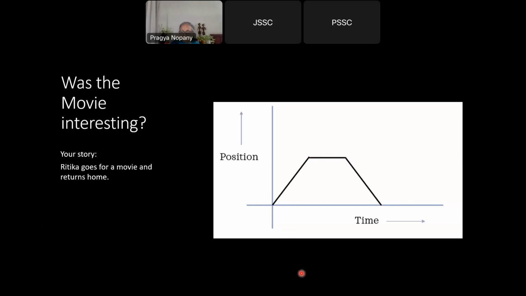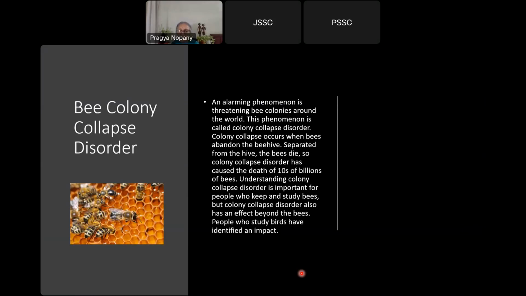Then going further, now give them new situations in form of case studies, because case studies are another situation where children can apply what they learnt in theory and make sense of the situation. So I have here a situation about bee colony collapse disorder. An alarming phenomenon is threatening bee colonies around the world. This phenomenon is called colony collapse disorder. Colony collapse occurs when bees abandon the beehive.